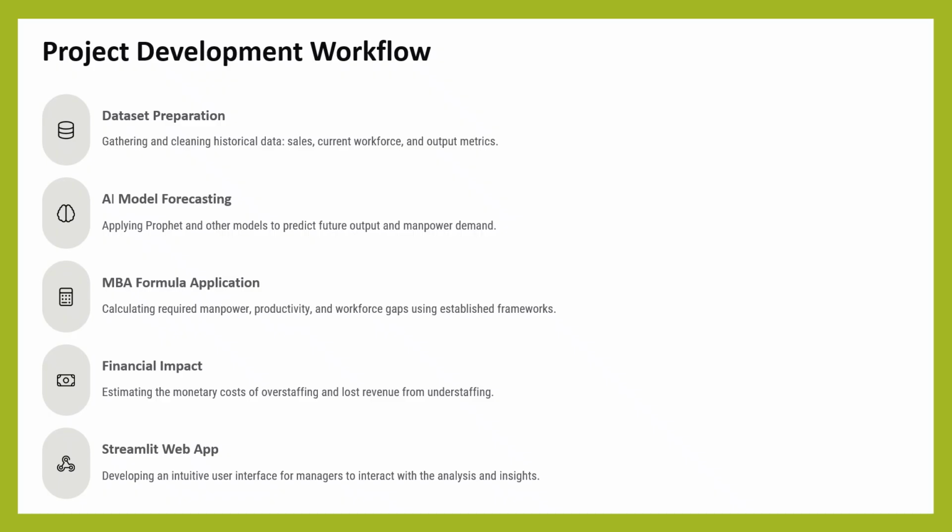Development process, how we did it with AI tools. Now, how did we actually build this as someone from an MBA background with no coding expertise? Here's the step-by-step process. 1. Dataset preparation. We created a dataset with sales, workforce, and output history. 2. AI model forecasting. We asked ChatGPT to write the code for forecasting using Prophet, ARIMA, and linear regression. 3. MBA formula integration. We prompted ChatGPT again to integrate formulas like workforce demand and productivity ratios.